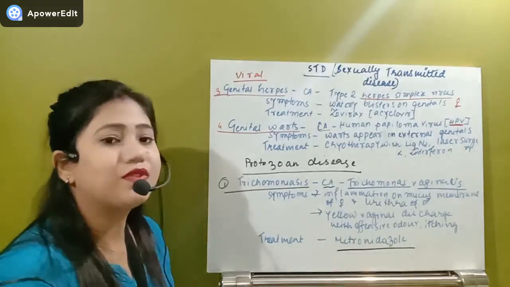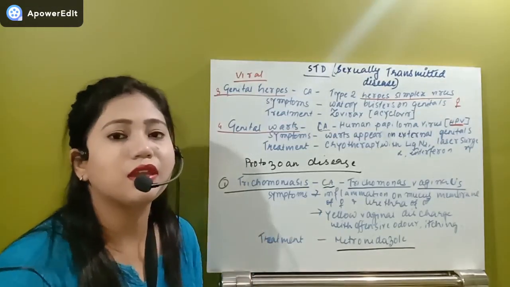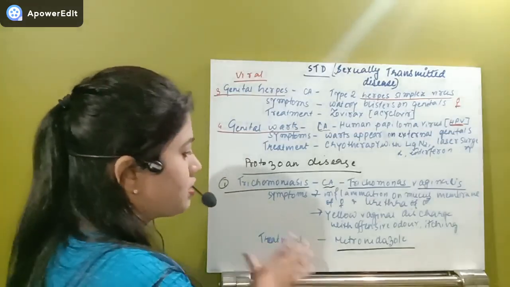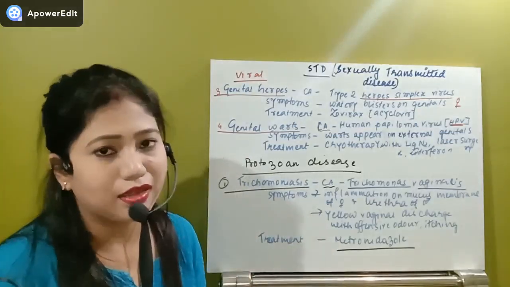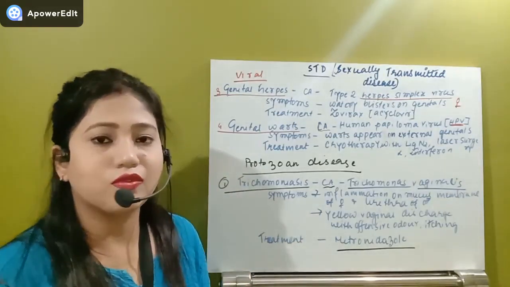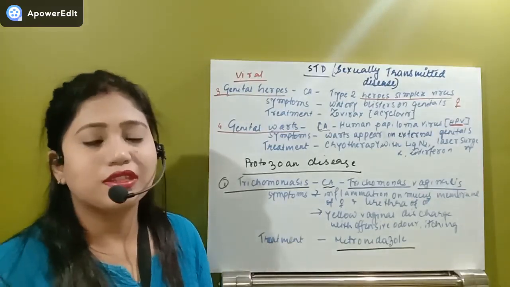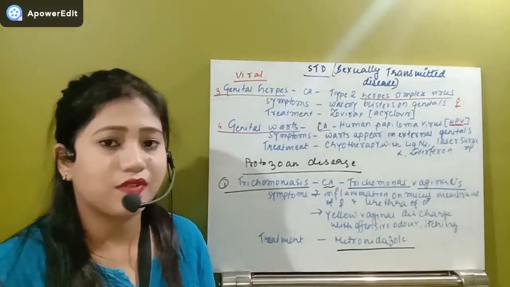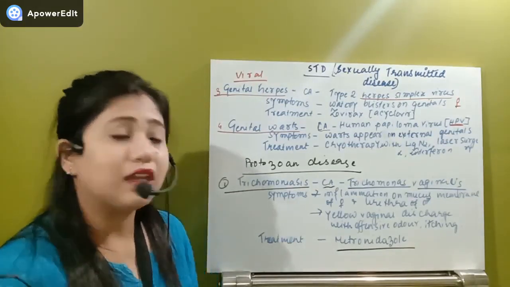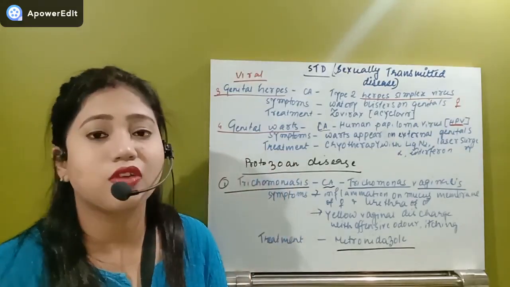Then the last type of disease is the protozoan disease, trichomoniasis, where treatment is available. It is also not life threatening. If it is treated at a normal time or in the earlier stage, then obviously that individual can be cured of that protozoan disease. So these are all about the varieties of STDs, their causative organisms, symptoms, as well as their treatments. You have to know these varieties of diseases.